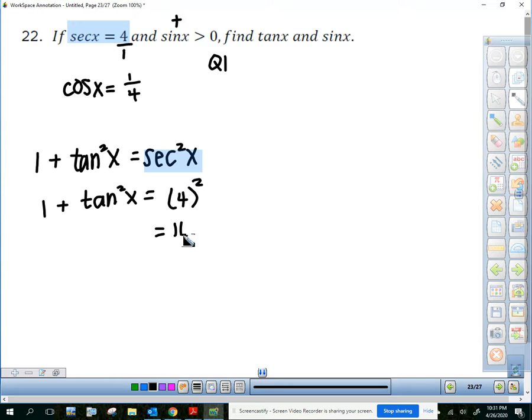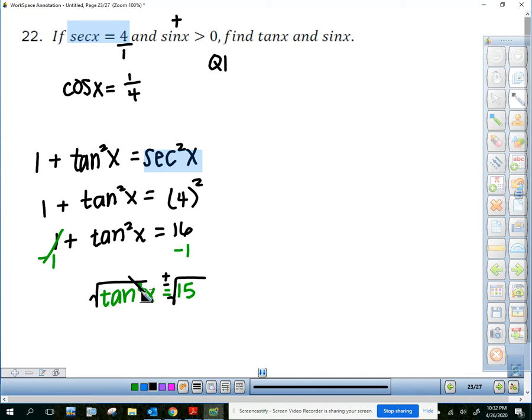So that becomes a 16. And then we're solving. So we have to subtract the 1 to the other side. And then we have to get rid of the square by taking the square root. And remember, when you take the square root in the process of solving, you have to remember to put plus or minus in front. And when you take the square root of 15, if it's not a perfect square, you can try to simplify using your factor tree.